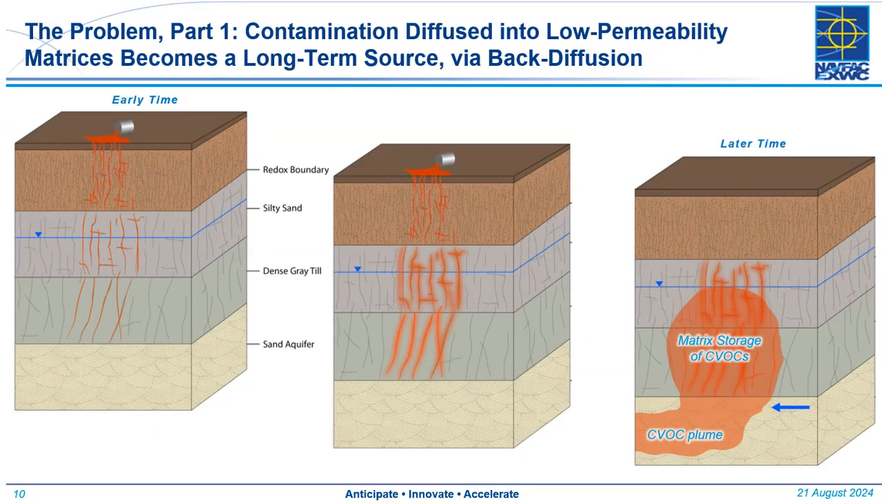This slide illustrates these same concepts, but in a different way. On the left-hand side, we've got a geologic cross-section, early time: solvent spilled, sinking through the unsaturated zone down into a clay. In middle time, we've got the solvents diffusing out from the fracture into the clay matrix. And then in later time, on the right-hand side, the solvents, which are now stored in the clay matrix, have become a long-term source, and they can leak slowly into an underlying aquifer, and this is what we see at so many sites.